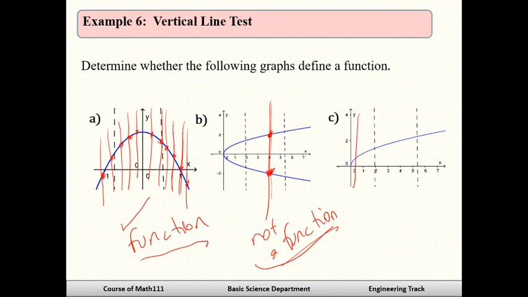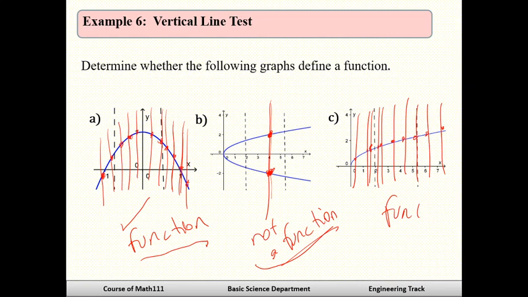Now look at here, look at this function. You take the vertical lines and check all of them. As you see from the graph, all vertical lines are passing through, intersecting the graph at only one point. So you say this is a function.